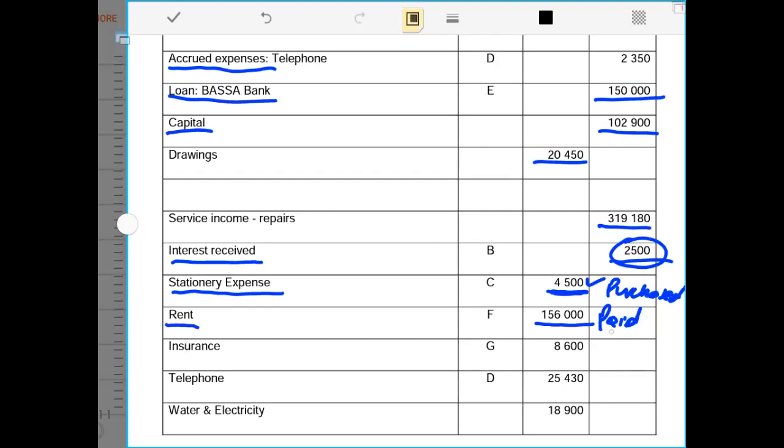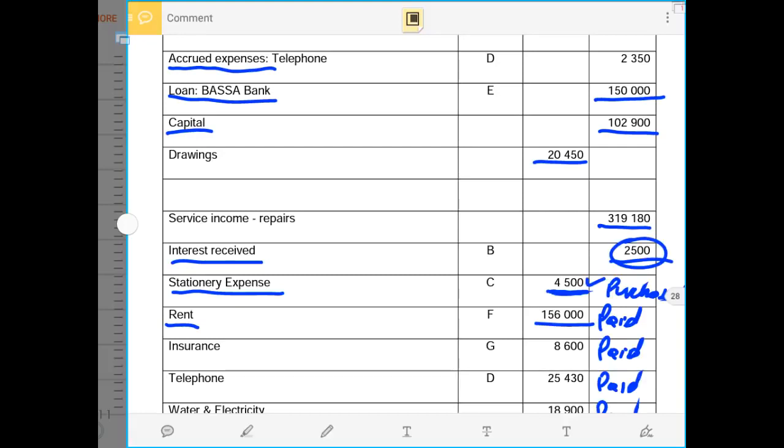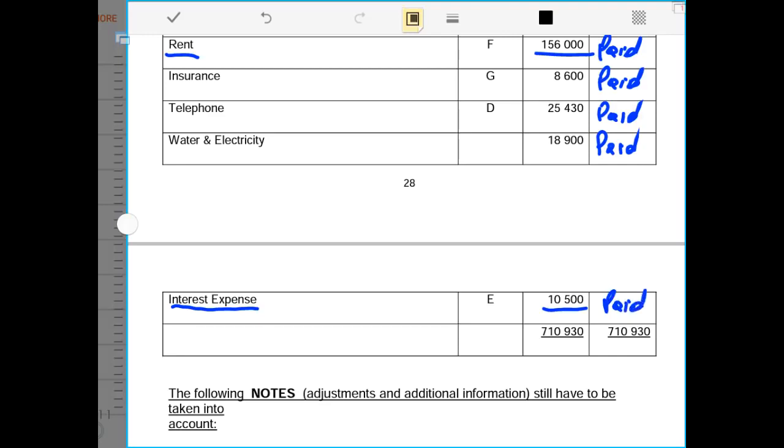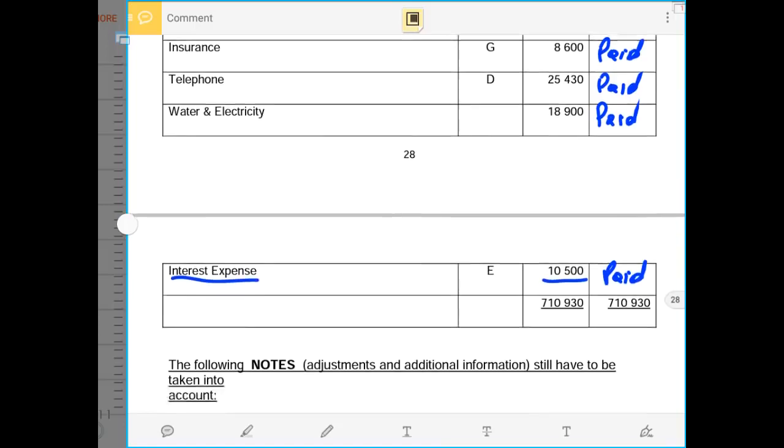Then after, we have insurance of 8,600. This insurance was paid during the year, and the telephone is also the telephone that was paid during the year, and also water and electricity is the water and electricity that was paid during the year. Then after, we have interest expense, which is normally called finance cost, and that is 10,500 interest that was already paid during the current accounting period.